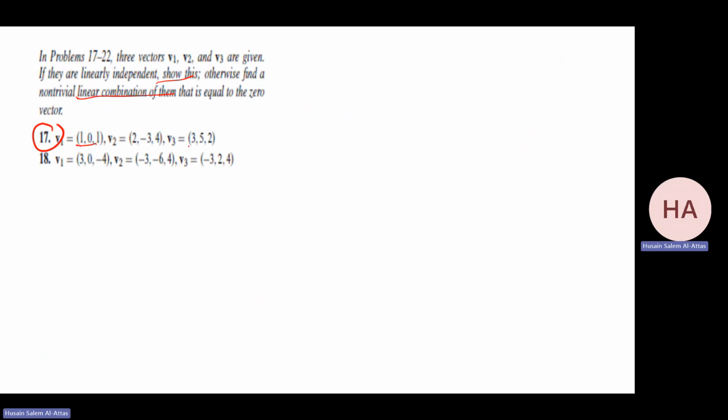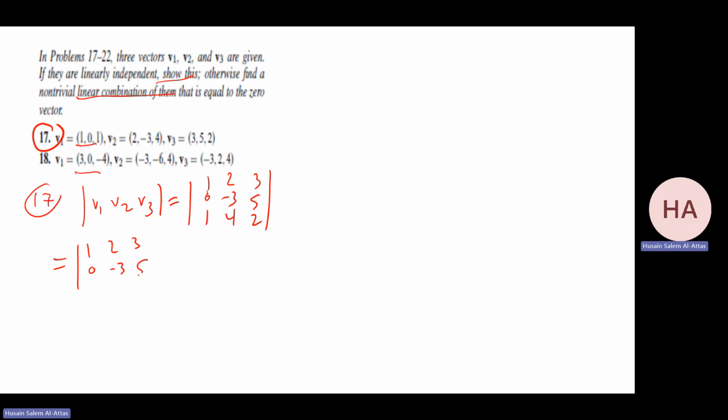I have three vectors in R3, so the determinant way will do it. So I do the determinant of V1, V2, V3: 1, 0, 1, 2, minus 3, 4, 3, 5, 2. See what will happen. That will be what? 1, 2, 3. This is already 0. Multiply by minus 1 and add, that will be 0. By minus 1 and add, that will be 2. By minus 1 and add, that will be minus 1. So this will be what? 3 minus 10, minus 7, not equal to 0. So they are linearly independent. It's very clear.